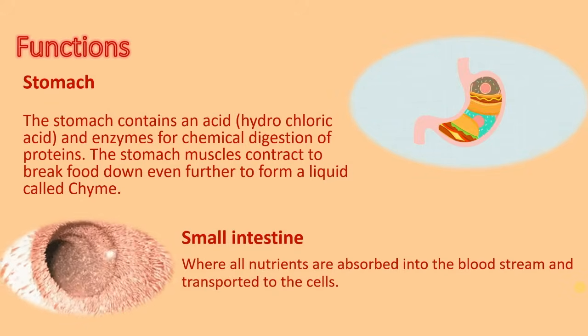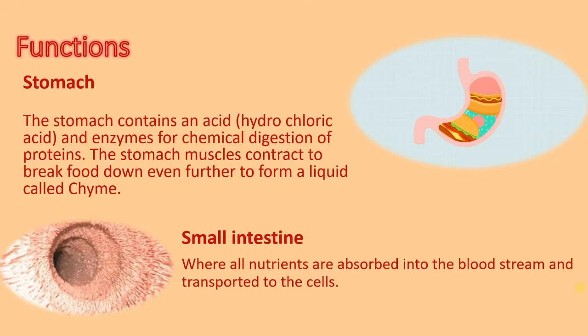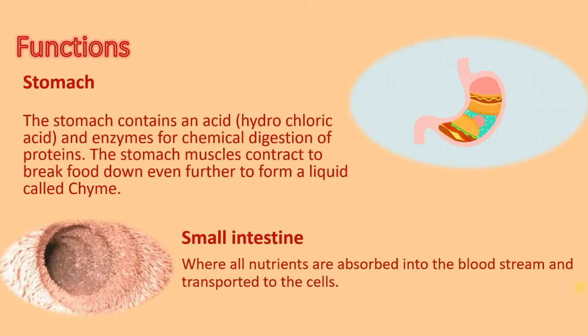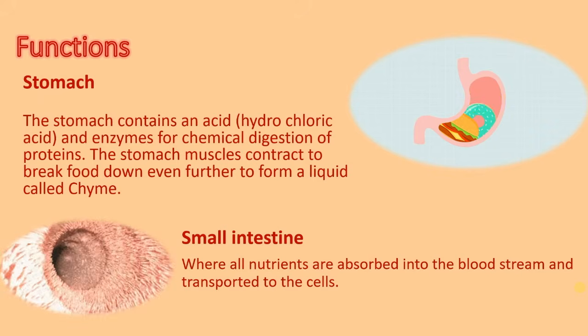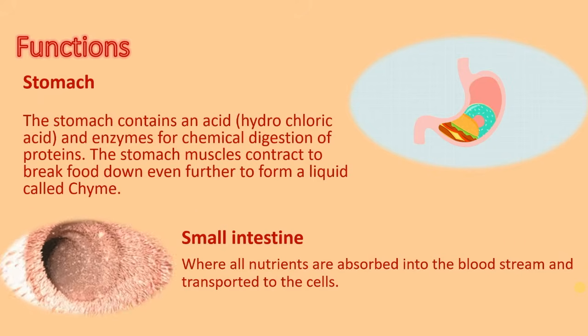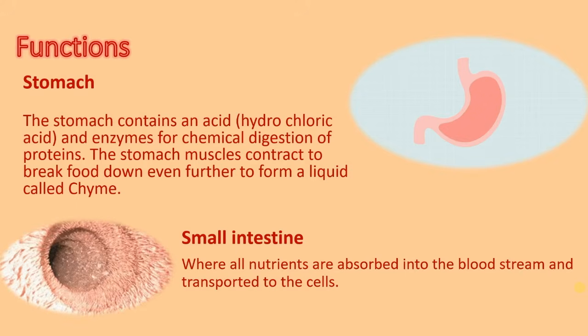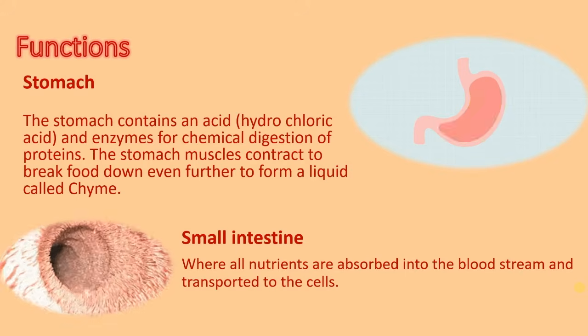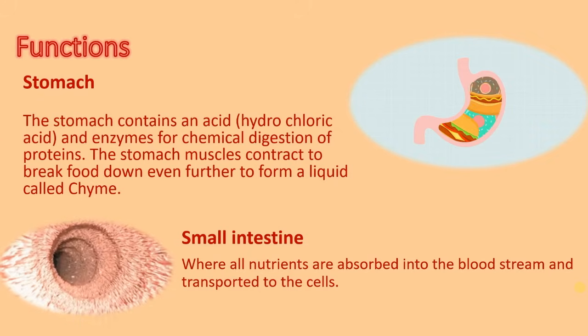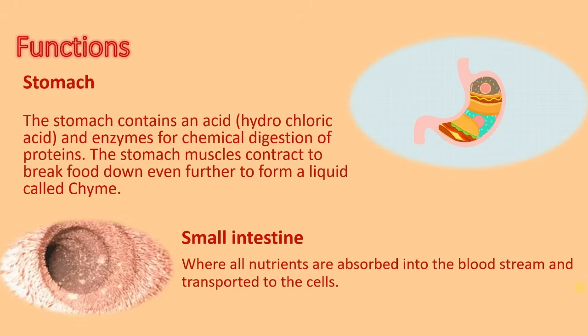The stomach contains acid, which is known as hydrochloric acid. It also secretes enzymes for chemical digestion. The stomach also consists of muscles, which contract to break down the food and mix it with this acidic environment, and this then forms a liquid called chyme.